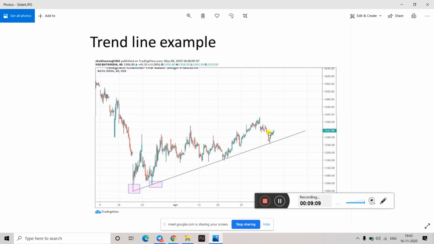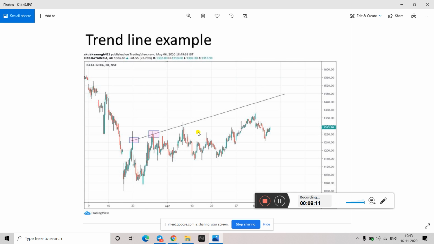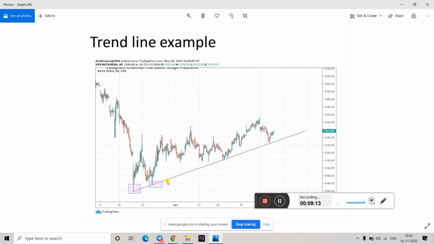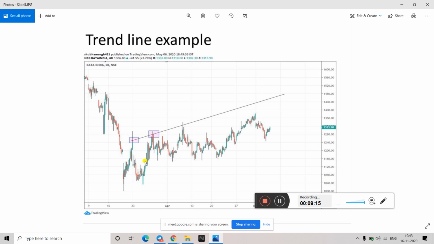So now going to the next slide. Previously we had drawn a trend line which has given support. In the same chart, if you see at the top, here the price has come to this area and it has rejected. Again the price has come to this area and it has rejected. Again the same thing has happened.